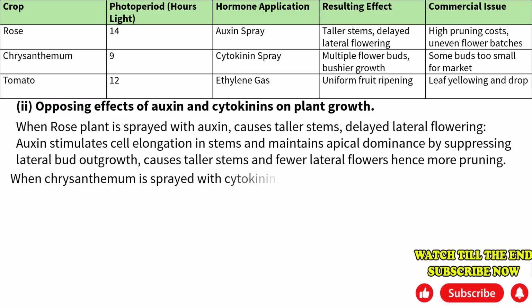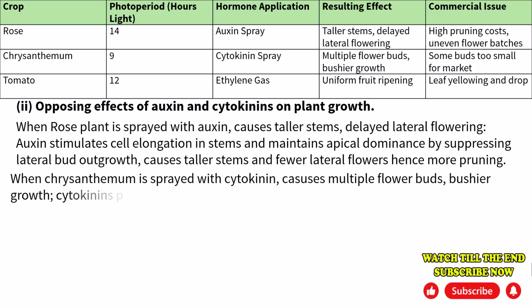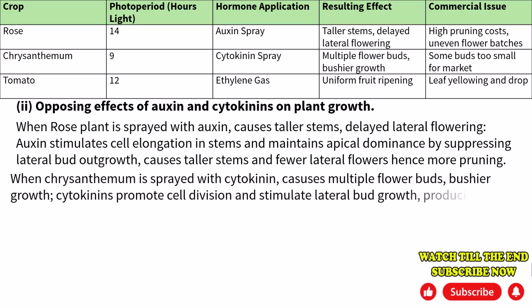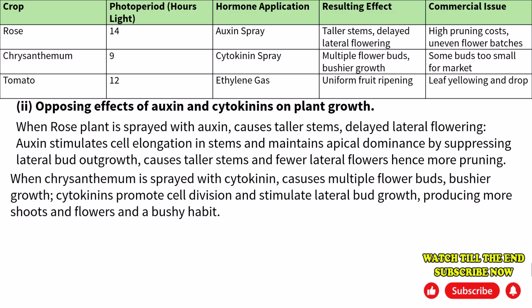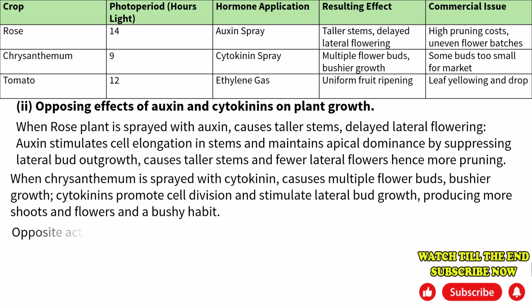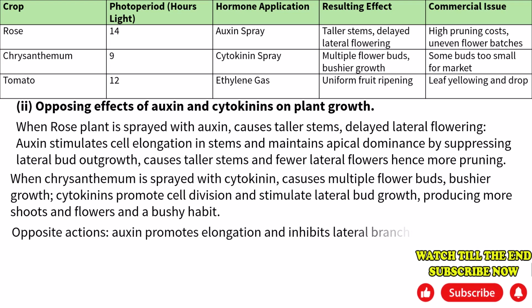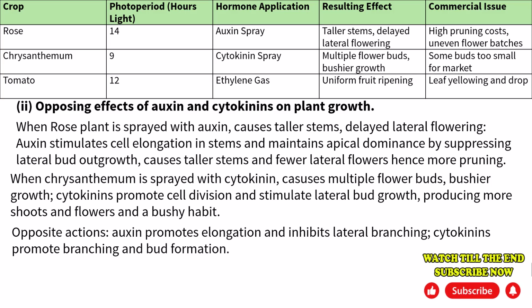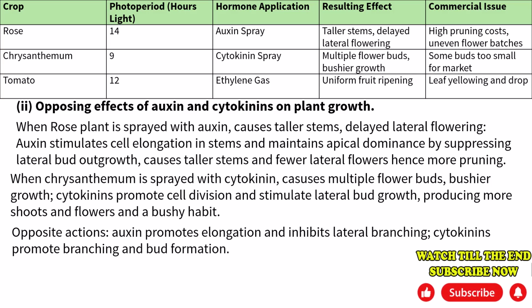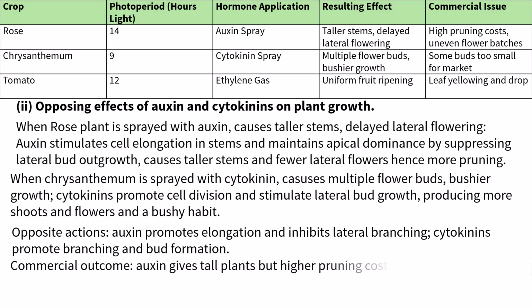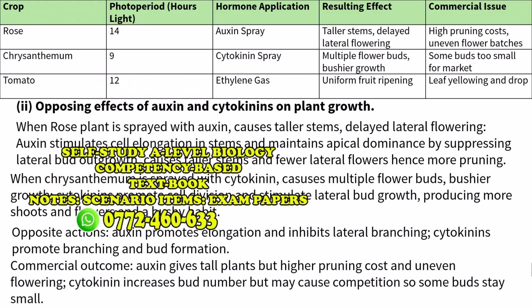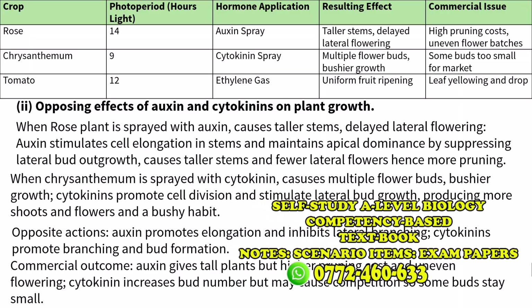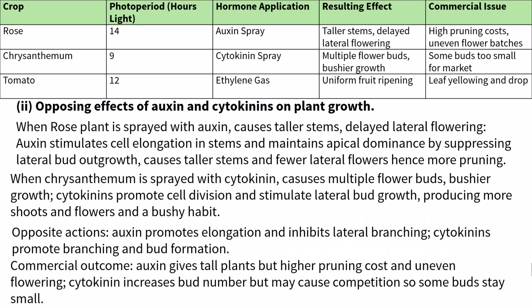When chrysanthemum is sprayed with cytokinin, it causes multiple flower buds and bushier growth. Cytokinins promote cell division and stimulate lateral bud growth, producing more shoots and flowers in a bushy habit. Opposite actions: auxin promotes elongation and inhibits lateral branching; cytokinins promote branching and bud formation. Commercial outcome: auxin gives tall plants but higher pruning cost and uneven flowering. Cytokinin increases bud number but may cause competition, so some buds stay small.